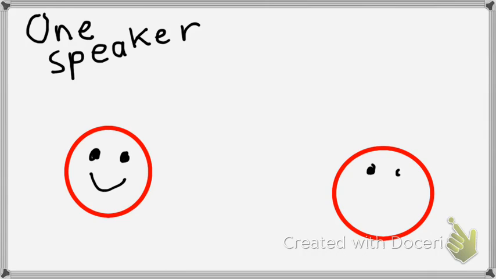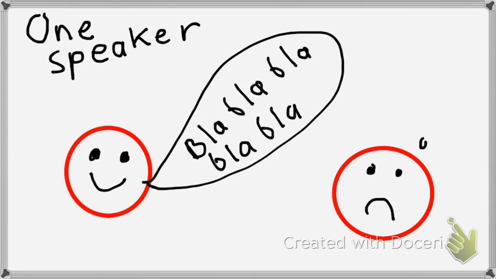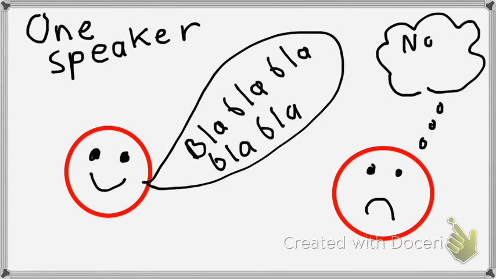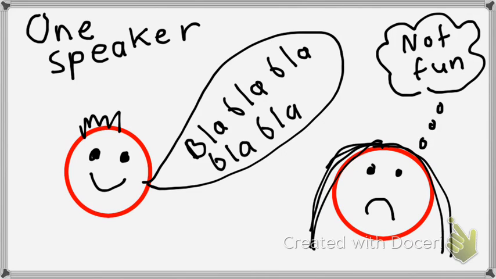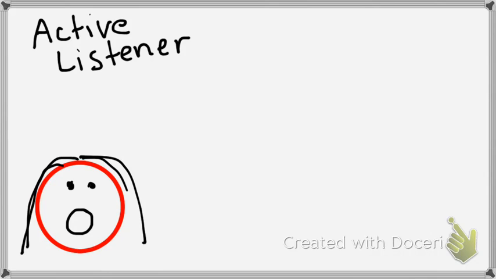So, sometimes in a conversation, you have one person speaking, only one speaking, and that person just goes blah, blah, blah, never giving you a time to listen, which is not fun for the listener. One speaker, not fun, doesn't help with your relationships. However, if you have an active listener, that's how you learn to make good friends. And remember, an active listener takes turns.